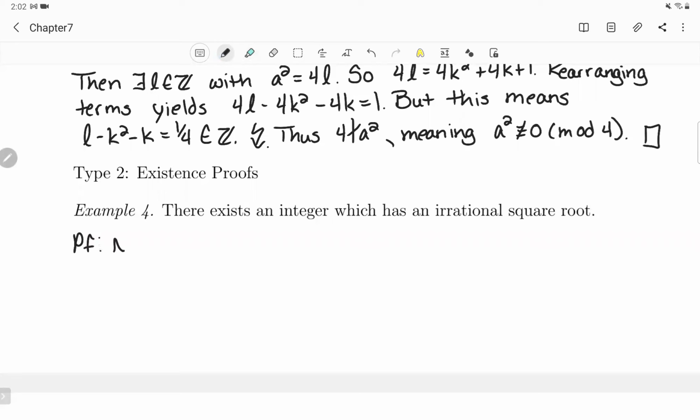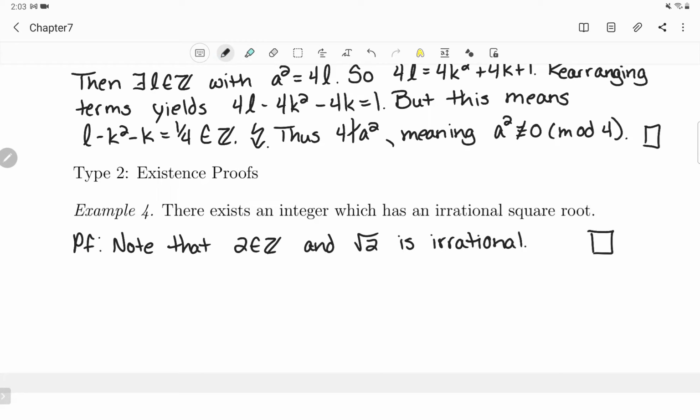Proof. Note that 2 is an integer, and square root of 2 is irrational. Done. Put your box. So all it claimed was that there exists an integer which has an irrational square root. And I said, yep, 2. Right? That's it. You only need one example.